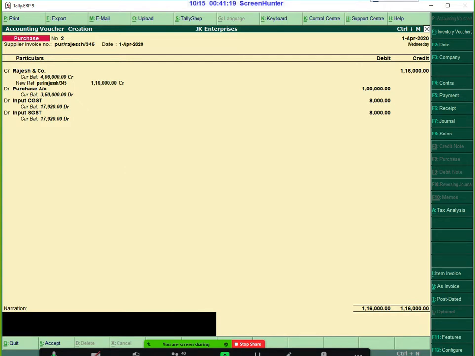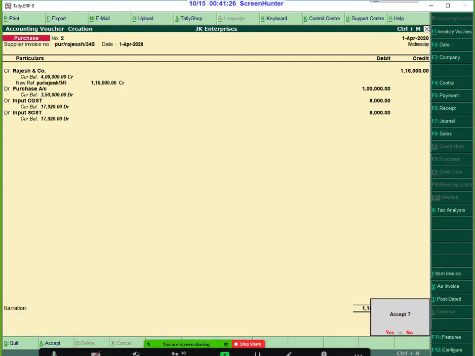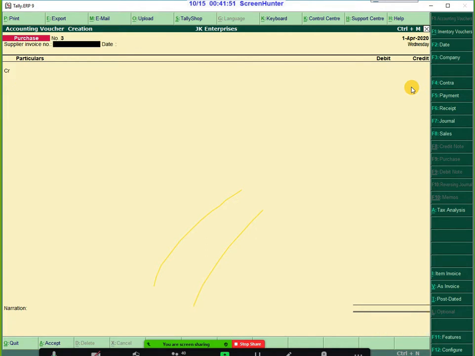Narration, if you want to make the narration, put it here in the narration box, otherwise simply press enter. The total bill will be 1,16,000. 1 lakh is the purchase value of the goods and 8,000 will be the central GST tax and 8,000 also state GST tax, as they are set at 8%. Accept it. So this entry is completed.